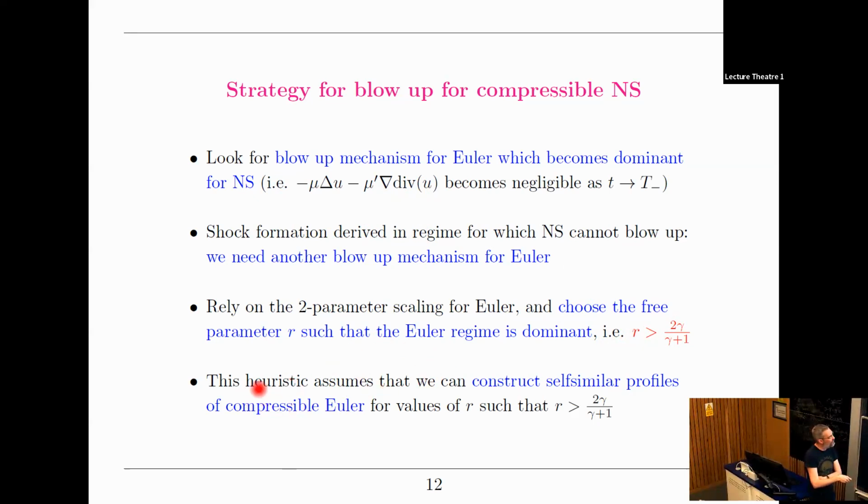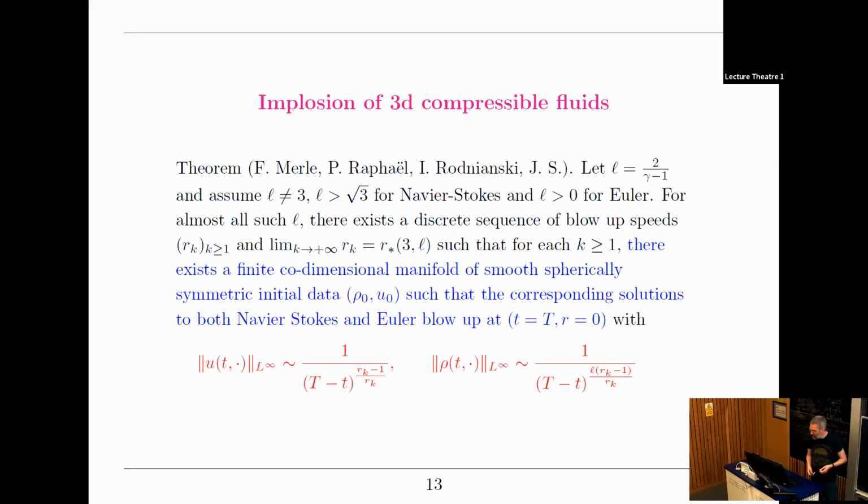Okay, and of course, the main ingredient here, which I still didn't talk about, is that everything I said so far always assumes that we are able to construct self-similar profiles for compressible Euler, for a range of R for which Euler is dominant. Okay, so maybe let me now state the result on compressible Navier-Stokes. So again, this is joint work with Franklin, Pierre-Raphael, and Igor.